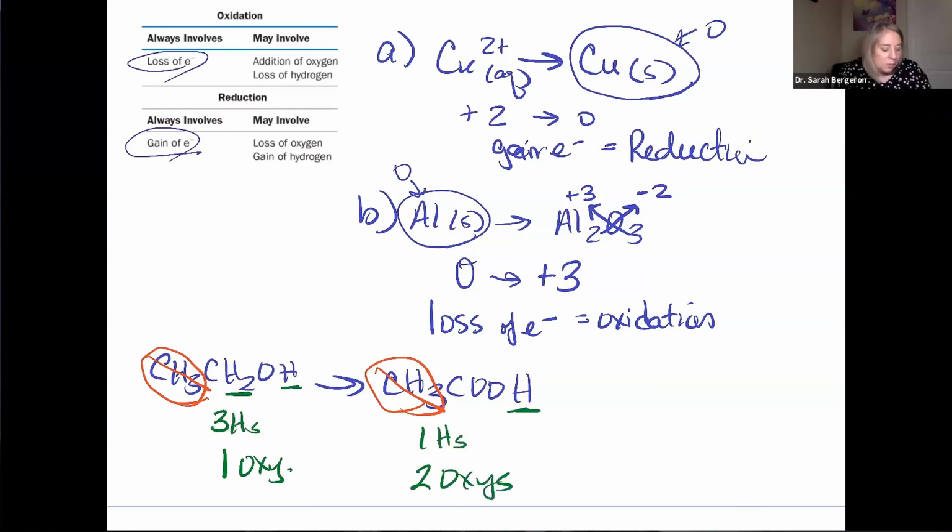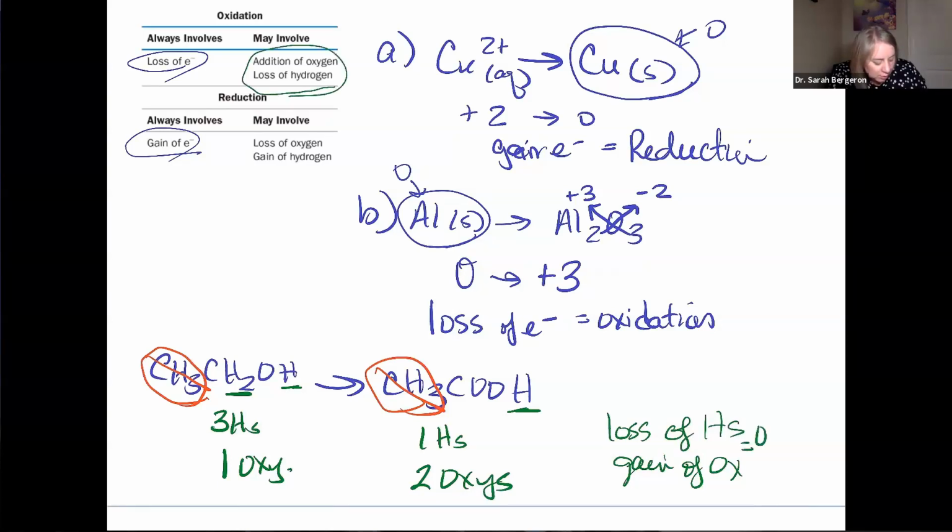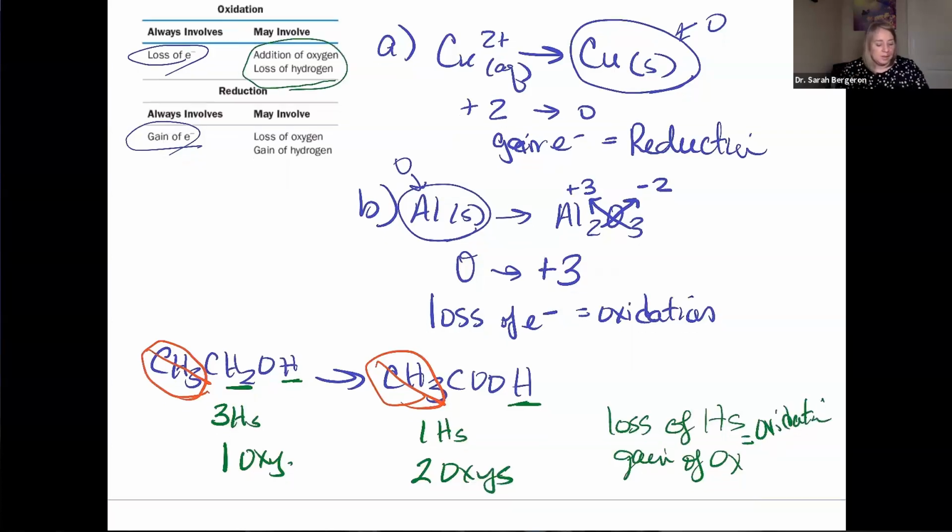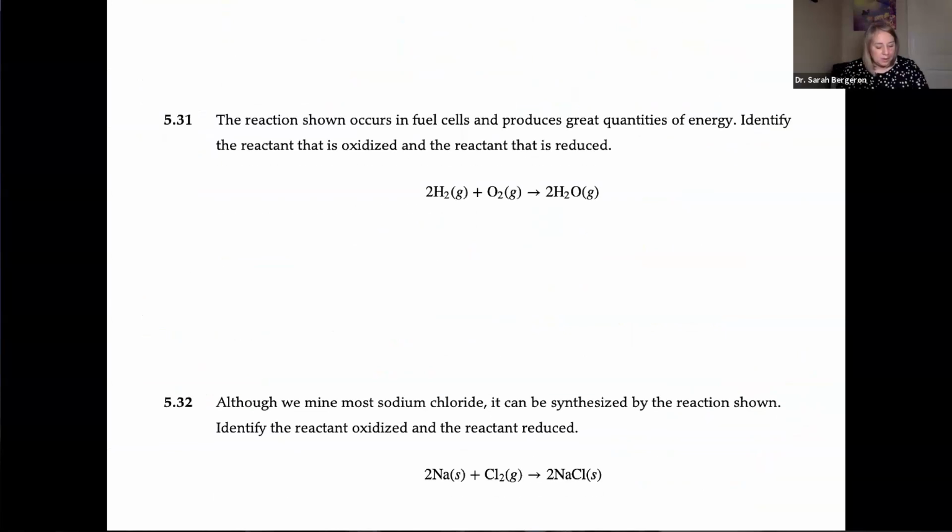All right, so what's happening in this? I am losing hydrogens, a loss of hydrogens, and I have a gain of oxygen. So where do I have a loss of hydrogen and a gain of oxygens? So right here, we have an addition of oxygen, loss of hydrogen. This is oxidation. Okay, let's see, what's next?